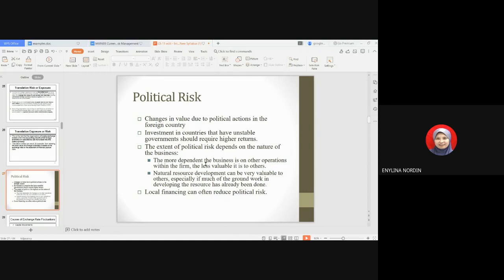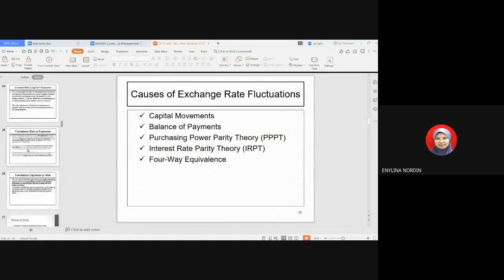The extent of the political risk actually depends on the nature of the business, whether that business is more dependent on other operations within the firm or not. If yes, then it will be less valuable to others. Okay, and then natural resources development can be very valuable to others, especially if much of the groundwork in developing the resource has already been done. Okay, right. So those are the types of risk.